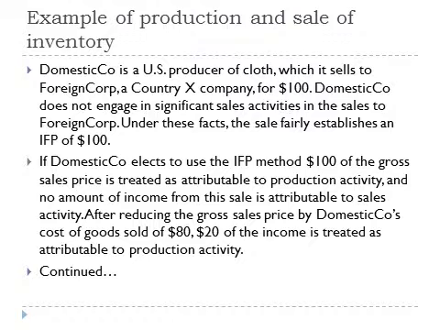If Domestico elects to use the IFP method, $100 of the gross sales price is treated as attributable to production activity, and no amount of income from this sale is attributable to sales activity. After reducing the gross sales price by Domestico's cost of goods sold of $80, $20 of the income is treated as attributable to production activity.